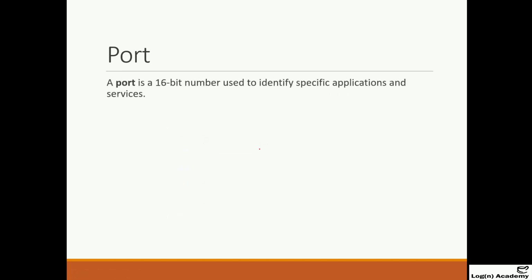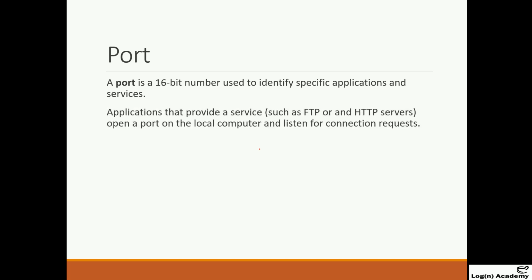Now, port. A port is a 16-bit number used to identify specific applications and services. Applications that provide a service such as FTP or HTTP servers open a port on the local computer and listen for connection requests. So a port is actually the services that a machine provides. Last time we discussed a tall, huge building with some restaurants, offices, and table tennis courts. If you want to get to an office or a specific restaurant, you need to know the number, or the location, of that restaurant.